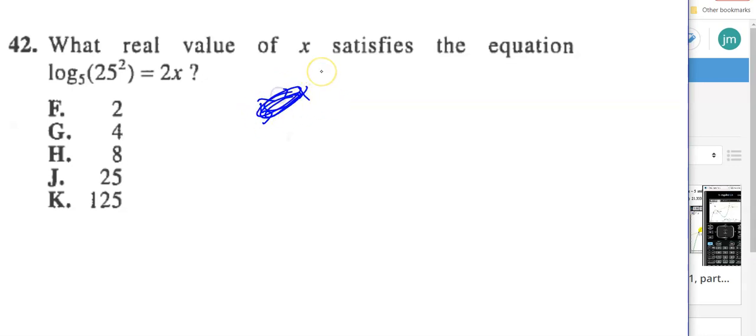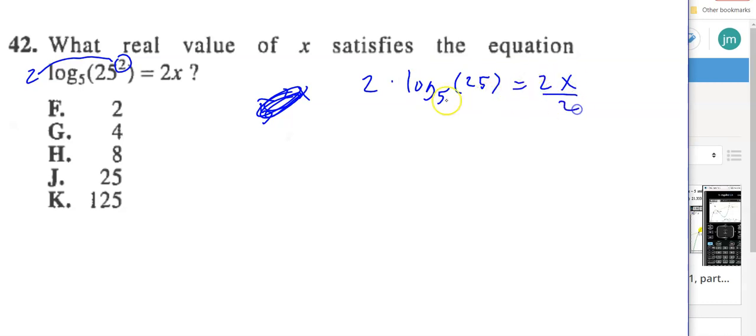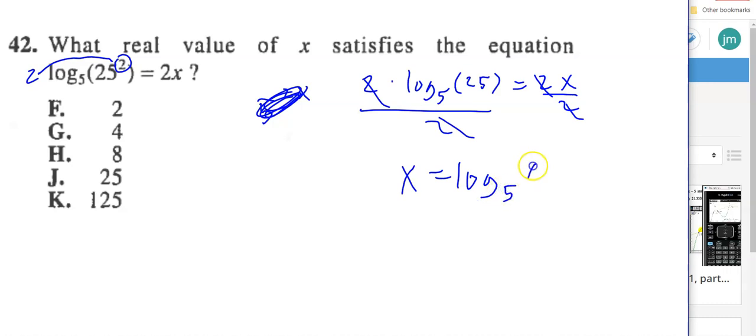Wait. I don't think we have to put it in exponential form. I think we can solve this. We can do a couple things. One thing we could do is move that 2 out front. So this is going to be 2 times log base 5 of 25 equals 2x. Divide by 2, divide by 2. Those cancel. The 2's are gone. So x equals log base 5 of 25.